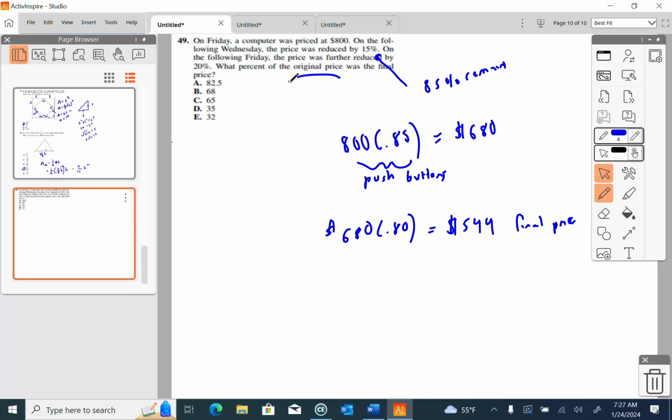What percent of the original price was the final price? So the final price is 544. The original is 800. And then I just convert that into a percentage. So it shouldn't be too bad. I don't think it's too bad. It's going to be either B or C, isn't it?